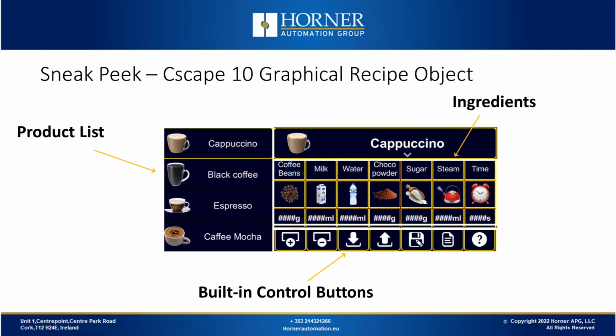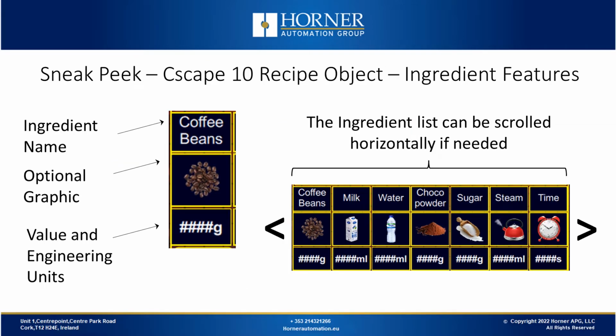First, let's talk in more detail about ingredients. Now we've added some additional features to what you can display along with your ingredients. Of course, you have your ingredient name and its current value, as well as its engineering units. You can also include a graphic thumbnail if you choose for each of your ingredients. That can help make the experience for the user better and allows them to see the different ingredients visually. Again, if you have more ingredients than will fit in the space allotted, you can scroll back and forth along the list of available ingredients.